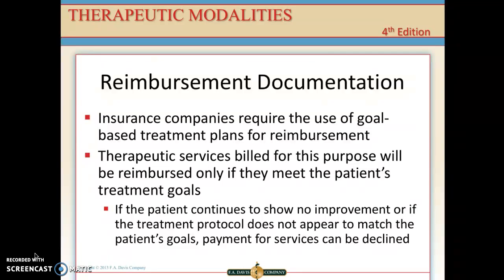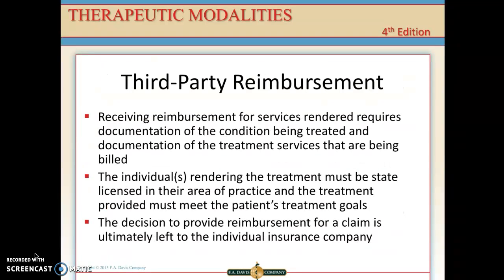It ends up being a very big deal. It affects your bottom line. It affects how much money you make, very, very easily and very substantially. All right. So another reason to document then is third-party reimbursement.